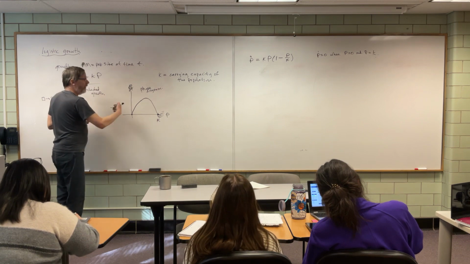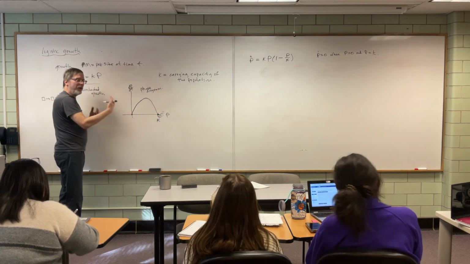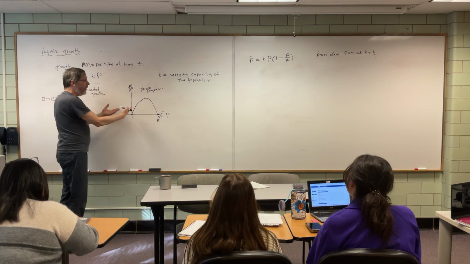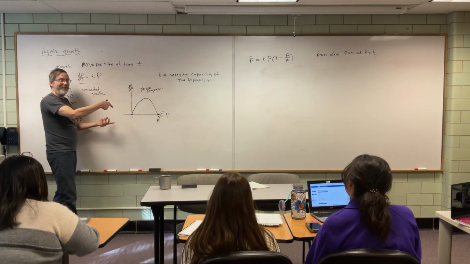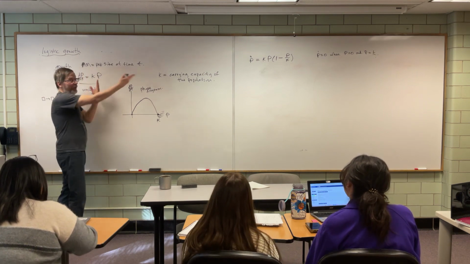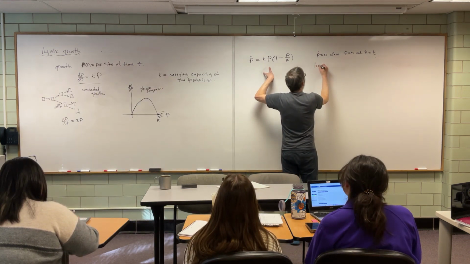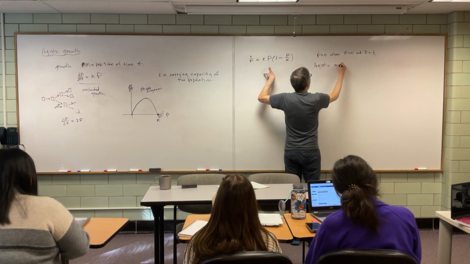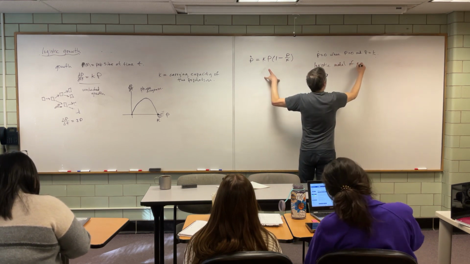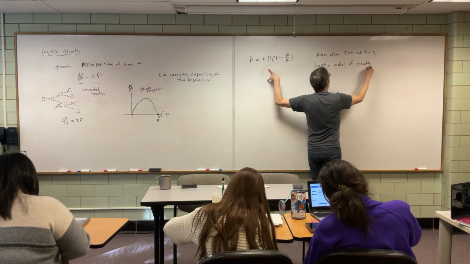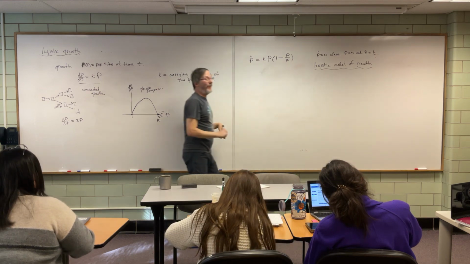But notice how, just thinking about this problem in a realistic way, knowing that this is a parabola, we just create a model. Cool. This is actually called the logistic model of growth. And there is a lot of cool stuff that goes on with this.